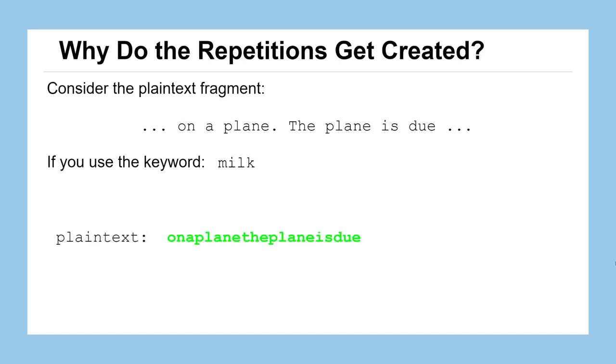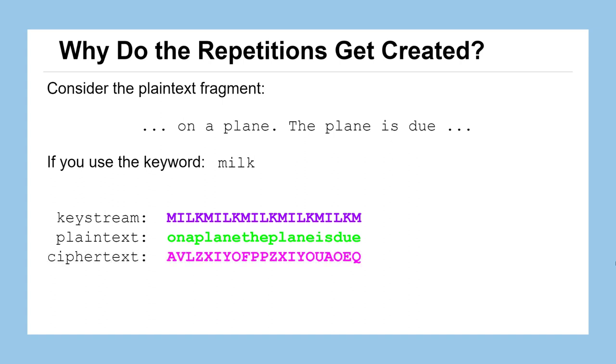And if we were to write out our plain text and create our key stream on top and encrypt the message, you'd see we do get some repetitions in the ciphertext due to a couple of things. First, there's a repetition in the plain text. We saw that word plane showed up twice. But also we can see that above that repeated plain text word, our keystream happened to line up the exact same way, K-M-I-L-K, both times it started with the word plane.